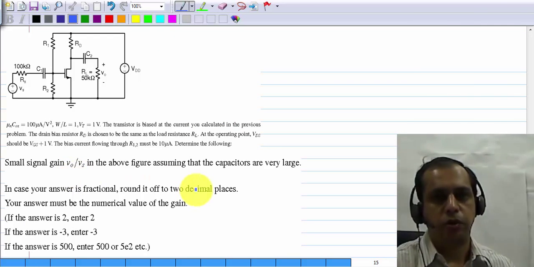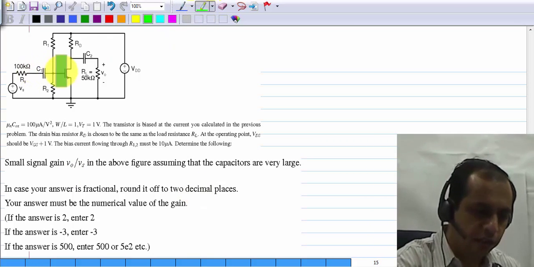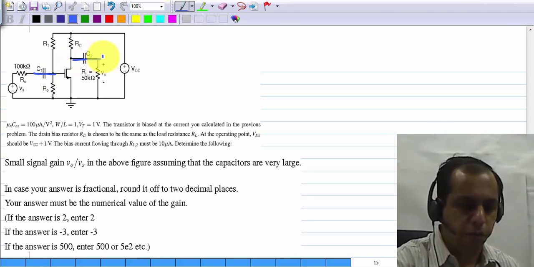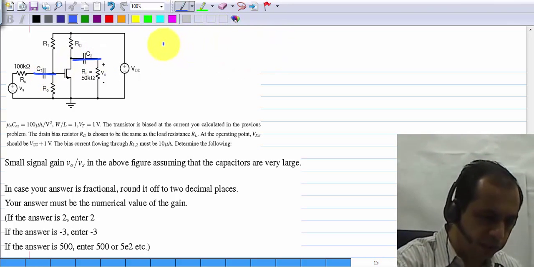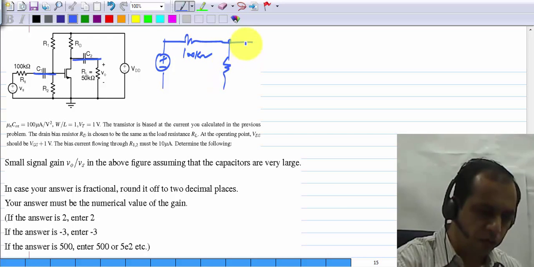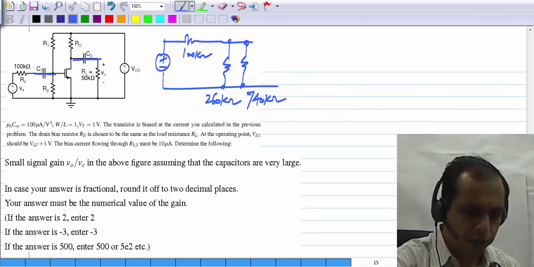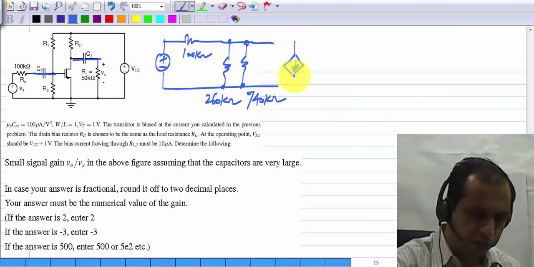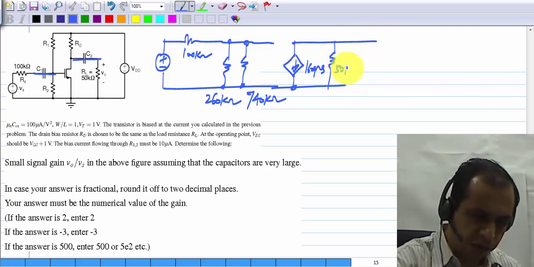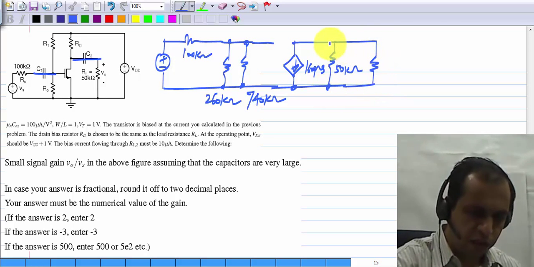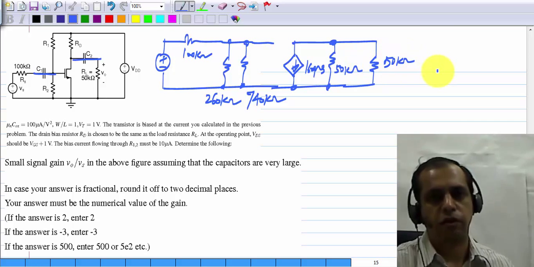And you have to calculate the small signal gain V0 by Vs, assuming that capacitors are very large, which means that they are really short circuits. So the incremental picture, assuming that capacitors are shorts, looks like this. 100 kilo ohms, and you have R1 and R2 in parallel with each other. One of them is 260 kilo ohms and the other one is 740 kilo ohms. And we have GM, which is 160 microsiemens, and we have RD, which is 50 kilo ohms, and we have RL, which is also 50 kilo ohms.